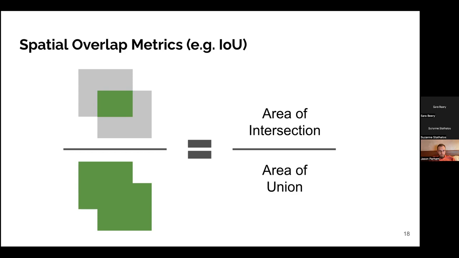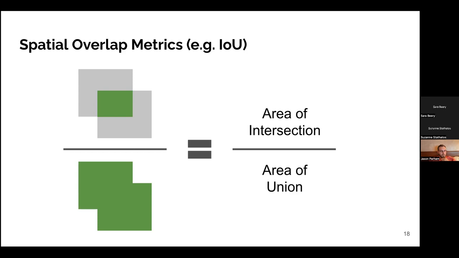The question is, what's IOU? Let me know if I fail to repeat things. I need to repeat them for the recording. So IOU just means intersection over union, because we're taking the area of the intersection and dividing it by the area of the union. There will probably be lots of things like that where I put something on the screen and forget to define it, so definitely flag those when they come up.